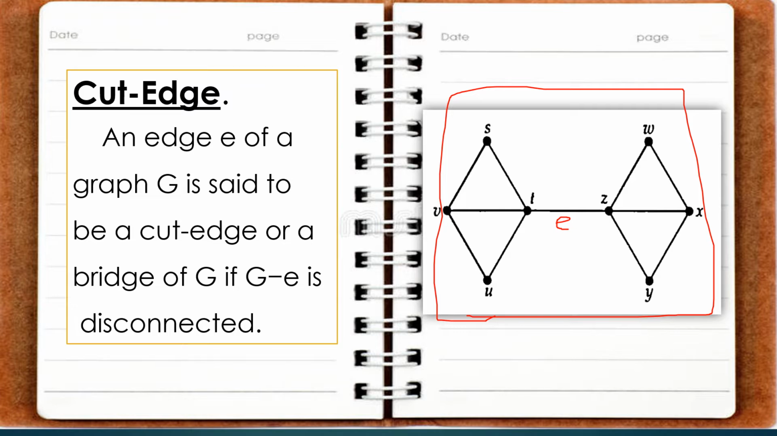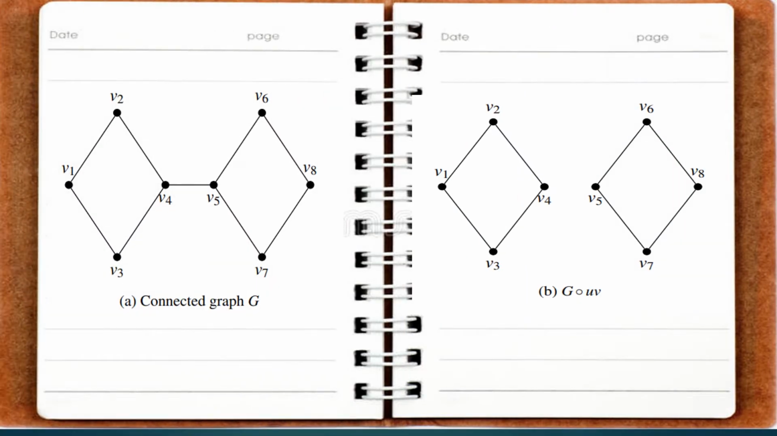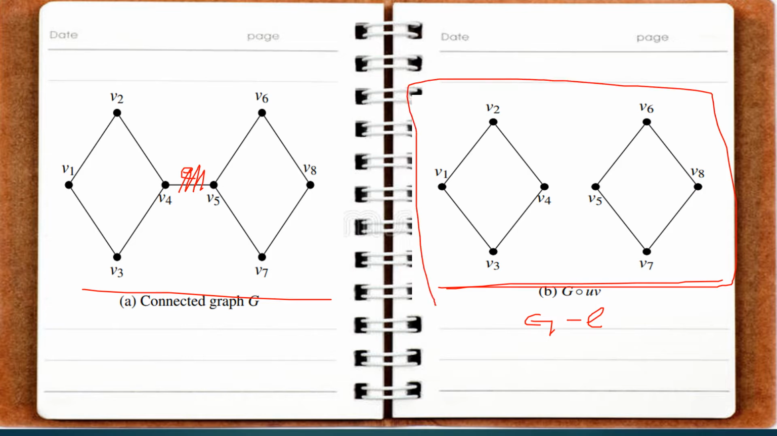Now let's see what will happen if we remove the edge E in this graph. So let's say we have this graph G, and then this is our E. If E is a cut edge, when we remove E, this is the resulting graph. So this is our G minus E. When we remove E, the resulting G minus E is a disconnected graph.